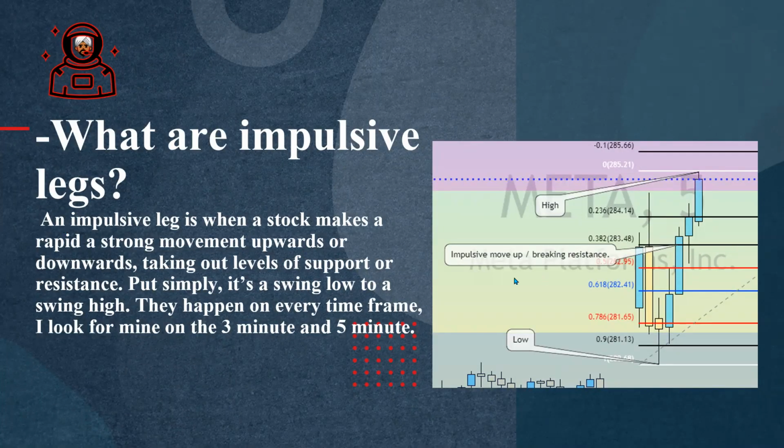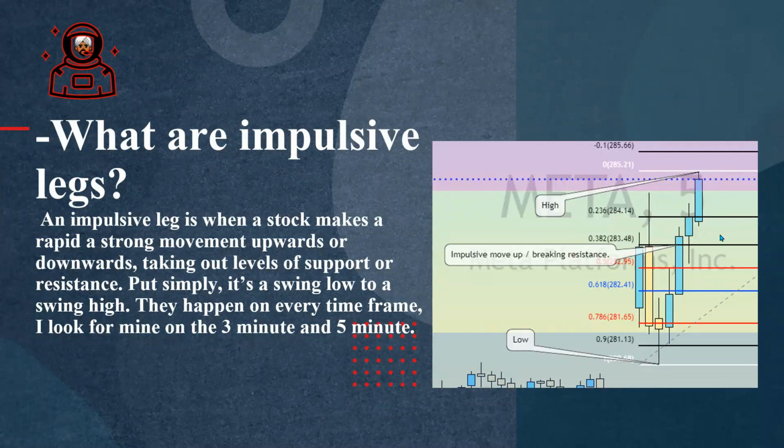Perfect. So yeah, like I just said, an impulsive move is when the stock makes a huge move to the upside or downside, and it breaks a bunch of resistance or support on its way, right? So Meta came down, and then we came back up and just broke this like it wasn't even there. So we drew a Fibonacci from the low to the high, right?